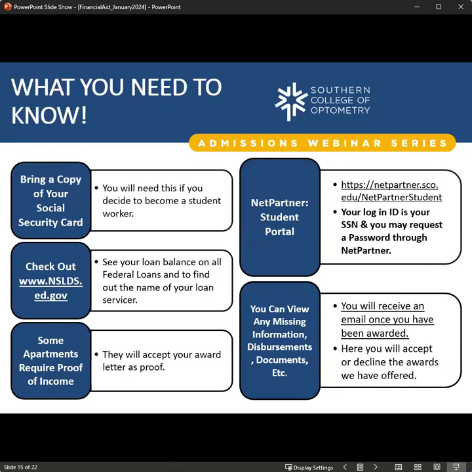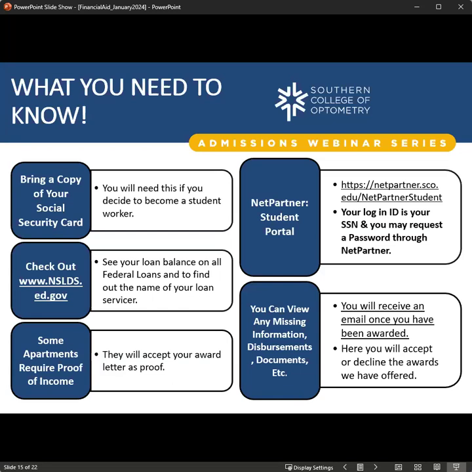So things you need to know, if you want to work in the work study program, we need a copy of your Social Security card. You have to complete an I-9 and a W-4. You can see your loans from your undergrad at www.nslds, that's the National Student Loan Data System. Some apartments will require proof of income, and you can use your award letter as proof. And of course, if you're taking out student loans or if you receive scholarships, all of that will be on your award letter.